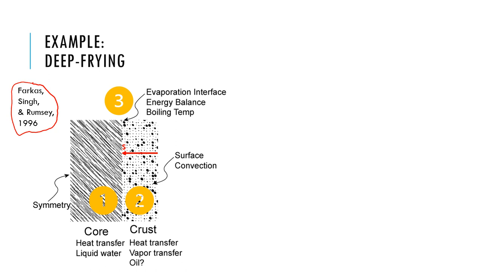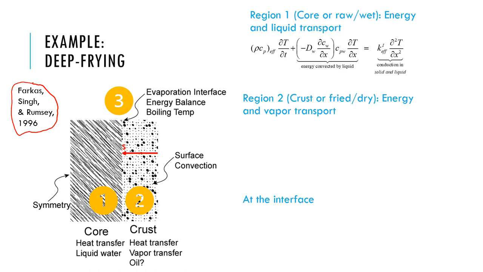Again, just like in freezing, we'll have three equations: two for the two regions and one for the interface. So let's look at them one at a time. So region 1 is here. So that's where the phase change is yet to happen.